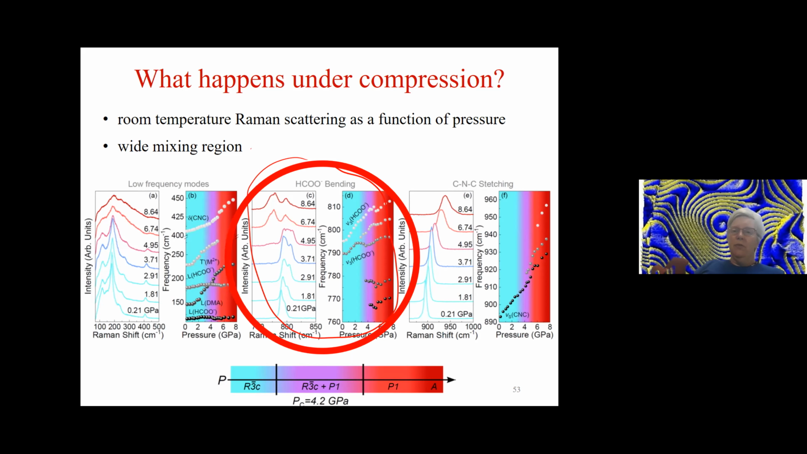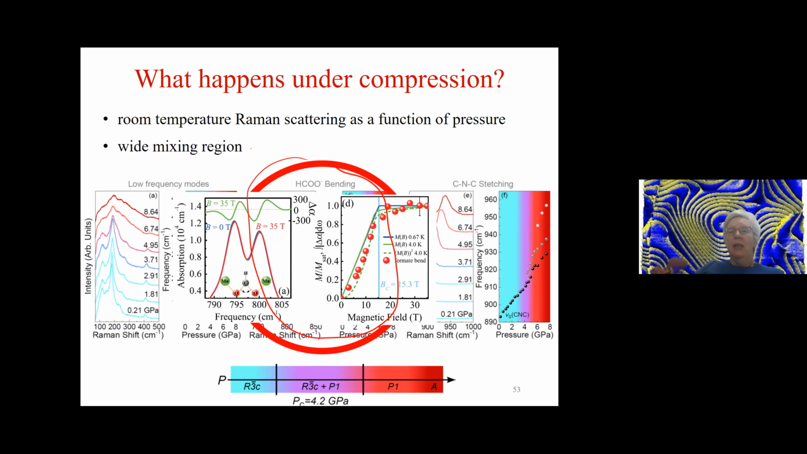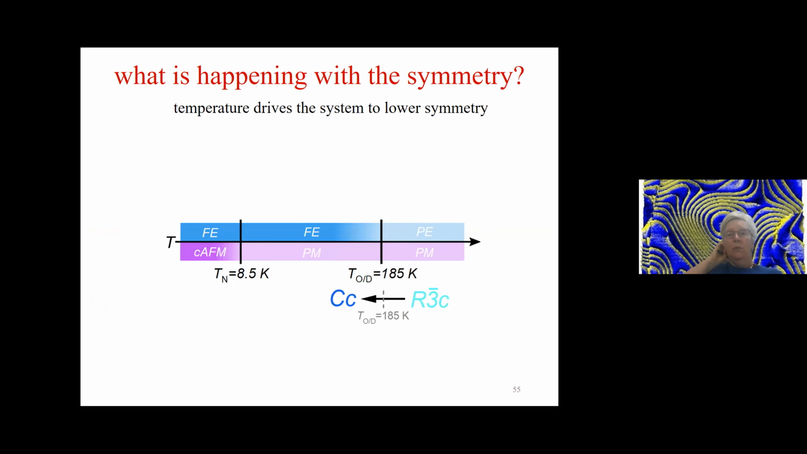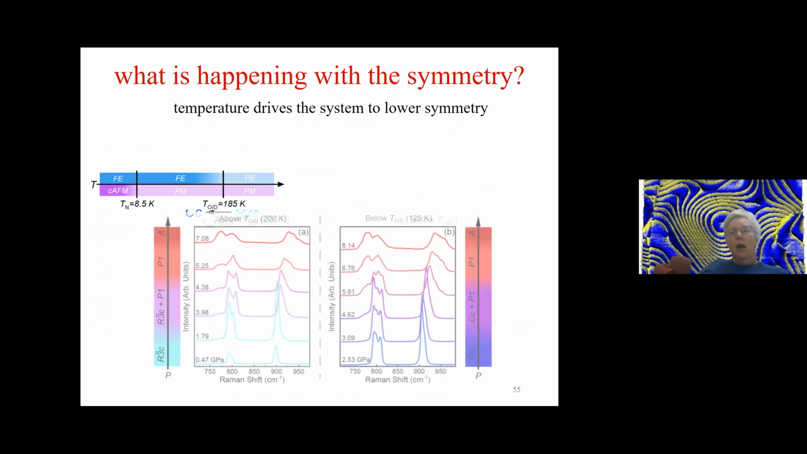Since the behavior of the formate band is such a great indicator of the transition, we're going to go with it. And like I said, it's a great indicator of the transition in magnetic field too. So what's going on with the symmetry? We know that temperature drives the system to lower symmetry. We can see that the system goes from R3̄c to Cc across the order-disorder transition at 185 Kelvin. And the vibrational properties do not change at the magnetic ordering temperature at 8 Kelvin.